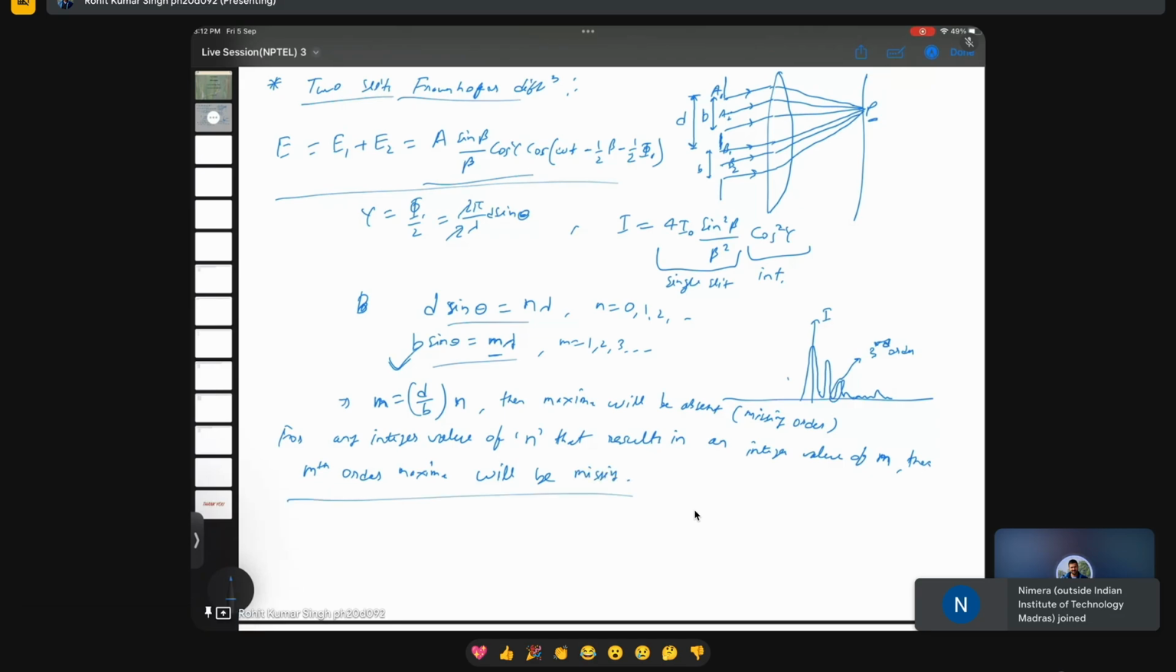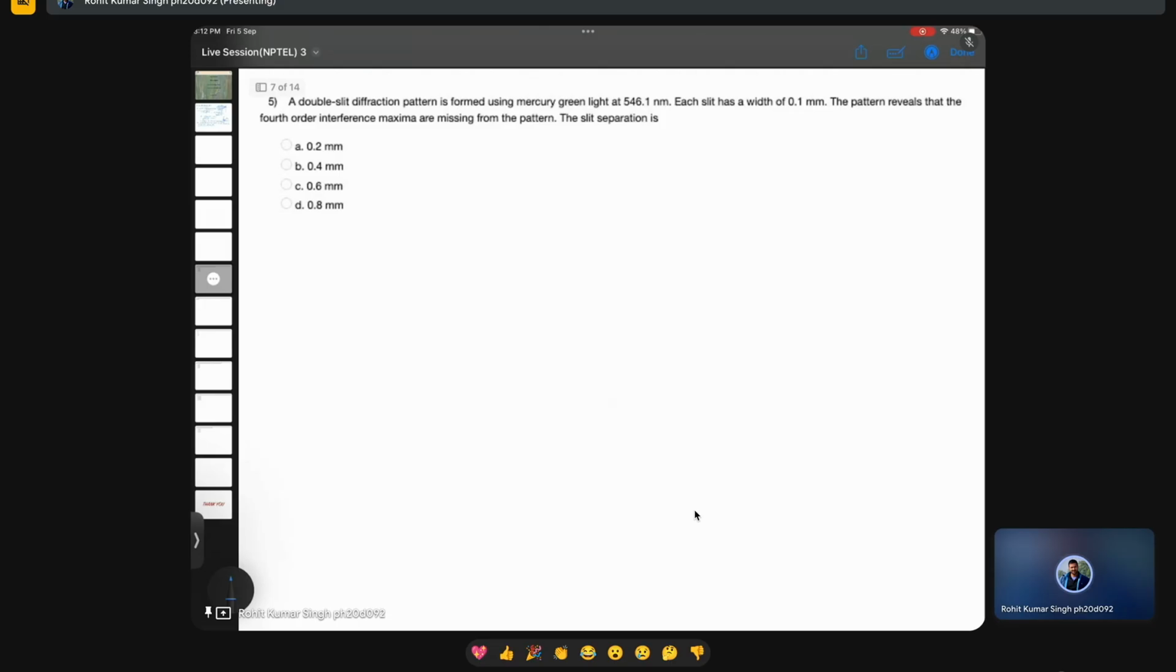So what does that mean? Let's solve the problem that we got confused about last time. So this was the problem. It says a double slit diffraction pattern is formed when using mercury green light of 546.1 nanometer. So lambda was given as 546.1 nanometer, and the slit width is given. Each slit has a width of 0.1 millimeter, so b is given.